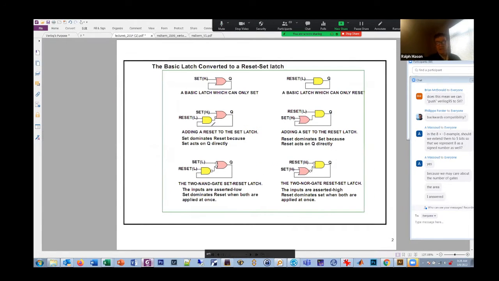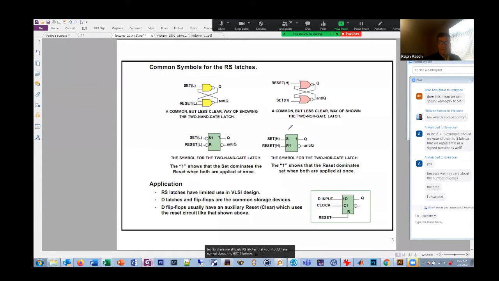And there's all kinds of different variants of them. You can have a set or reset. You can combine them with an AND and an OR to get a set and a reset, or an OR and an AND. And there's different variants of those with active low or active high reset and set. So these are all basic RS latches that you should have learned about in 2607, I believe. And these are just other variants of those, showing a different way of connecting them with NANDs and NORs. And these are the symbols for these latches.